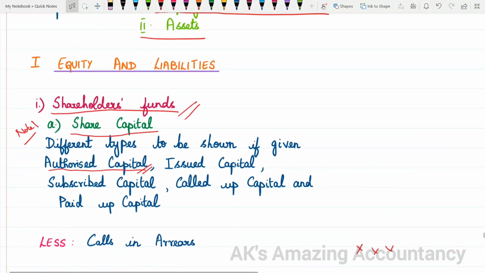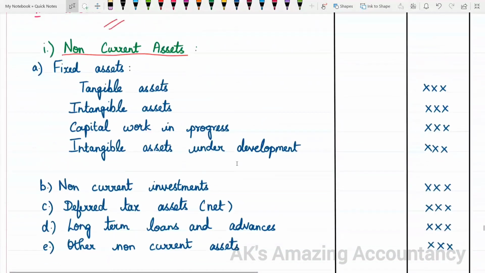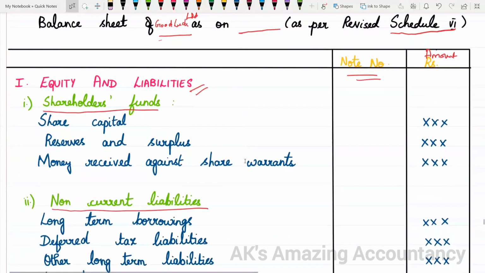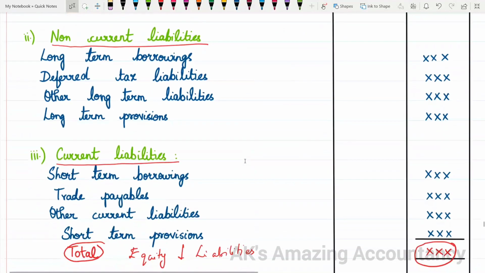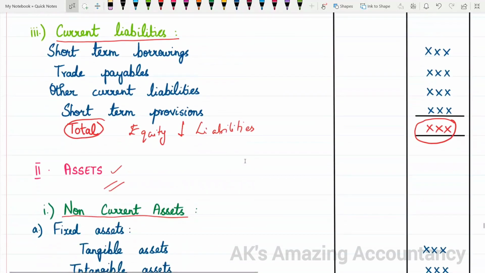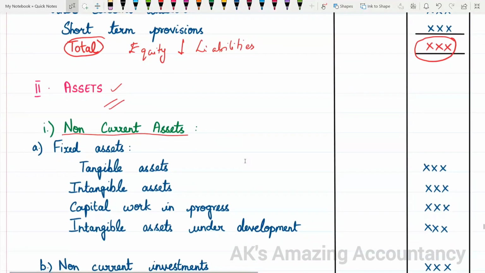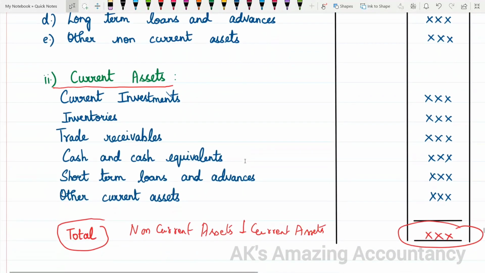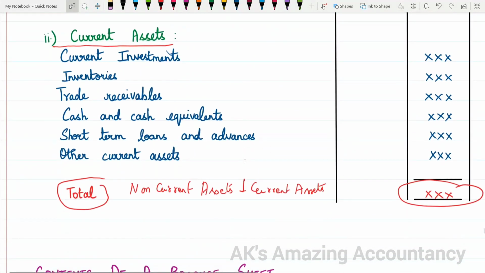So, you can quickly look at the main balance sheet format now. So this is the heading, balance sheet of such company as on such and such date. Under equity and liabilities, you're having all these items. Then you're finding out the total. Then under assets, you're having non-current assets, followed by current assets, and then you'll be finding out the total. So this is how you'll be preparing the balance sheet as per the format.